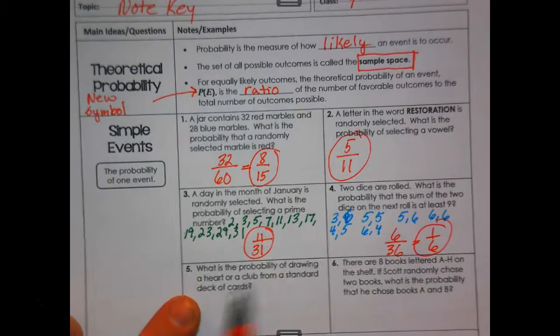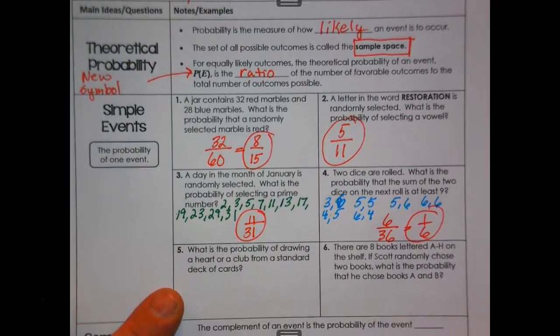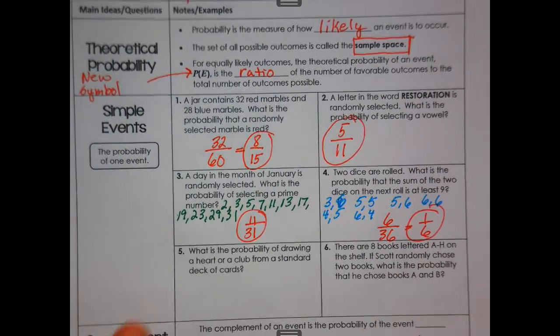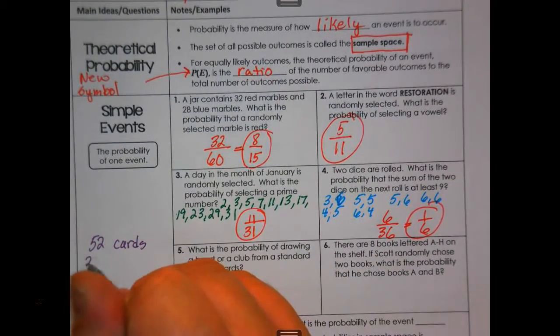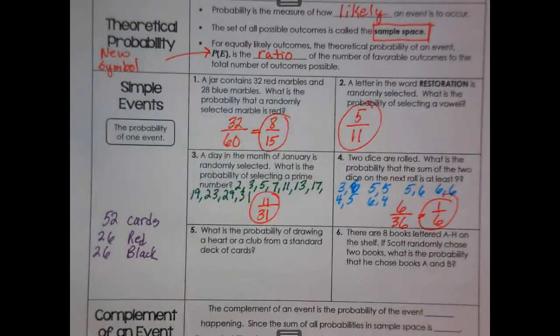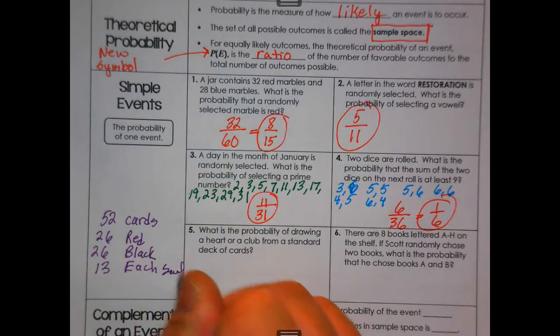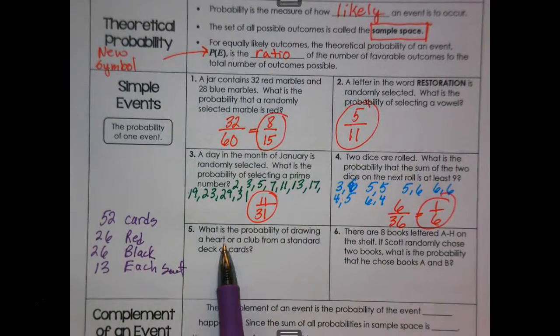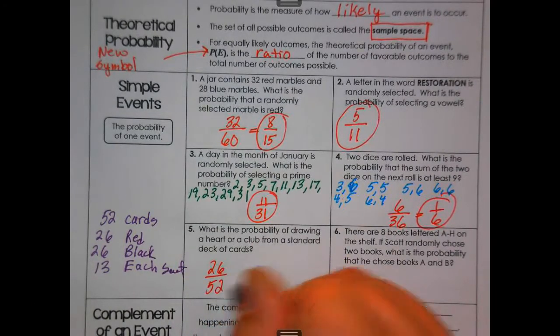What is the probability of drawing a heart or a club from a standard deck of cards? Okay, what do we have? We have 52 cards. We have 26 red cards, 26 black. Now, each suit is going to have what? 13 for each. What is the probability of drawing a heart or a club? 26 out of 52, which is, how about 1/2?